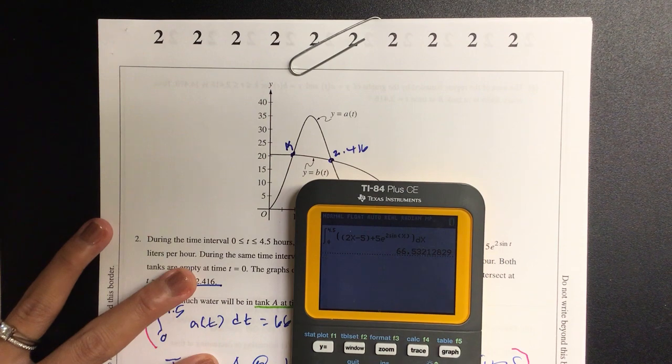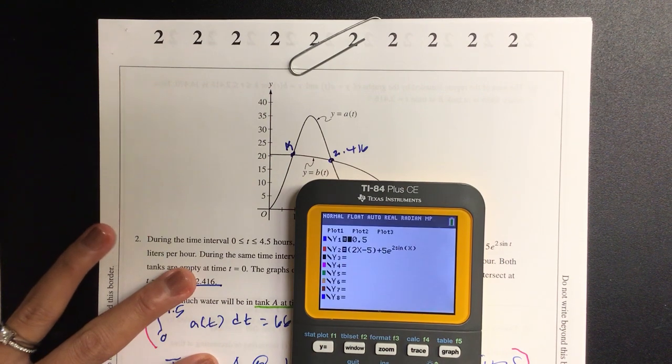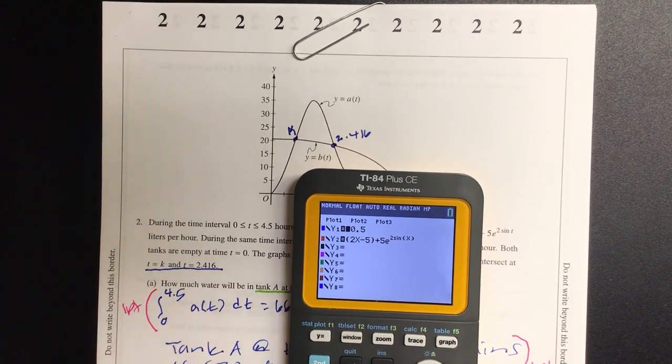So they gave us 20.5. Put that in y1. Let's all put in 20.5 in y1, because I need to figure out where it's intersecting. And then put in the function of A of t into your y2. The nice thing is at 2.416, we don't need to calculate. That was already given to us.